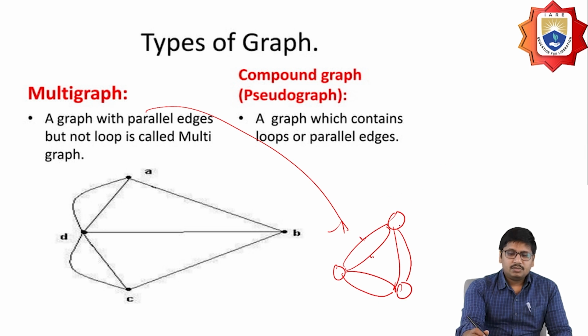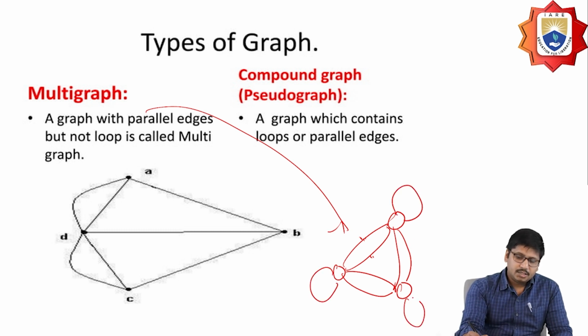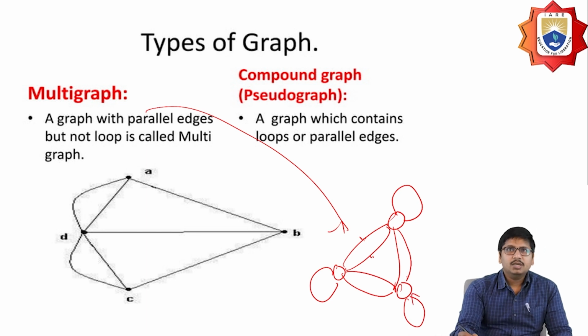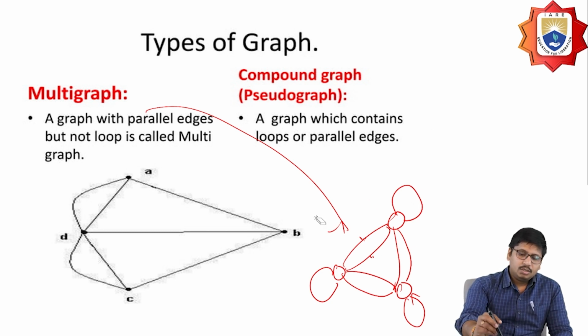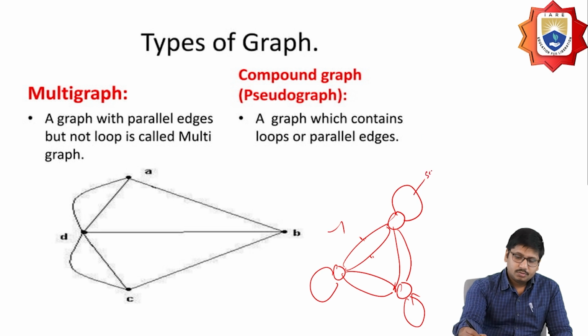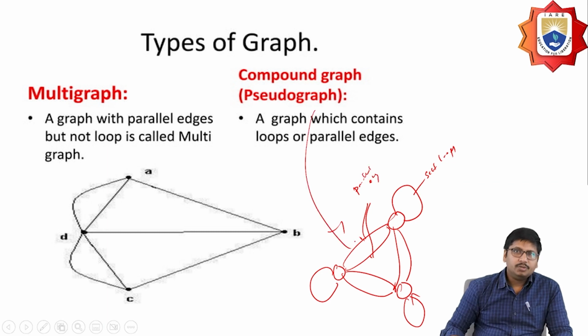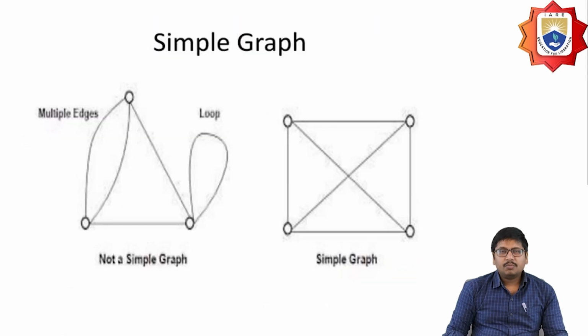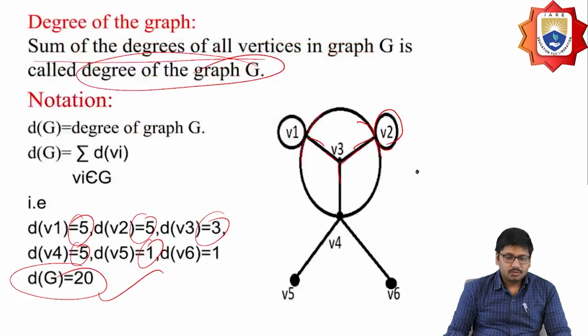Similarly, a pseudograph means that whenever the graph contains loops as well as parallel edges, then that should be the pseudograph. Whenever the graph maintains both self loops and parallel edges, then this should be the pseudograph. So these are some of the basic terminologies, the basics of the graph.